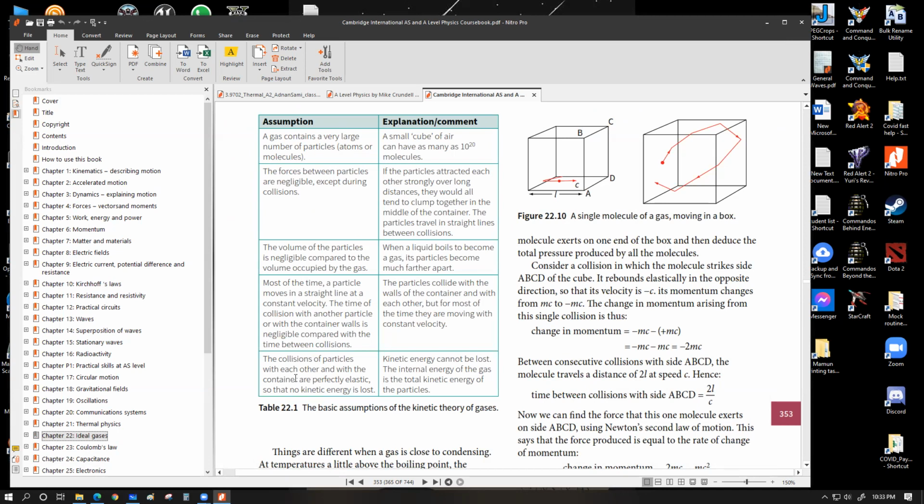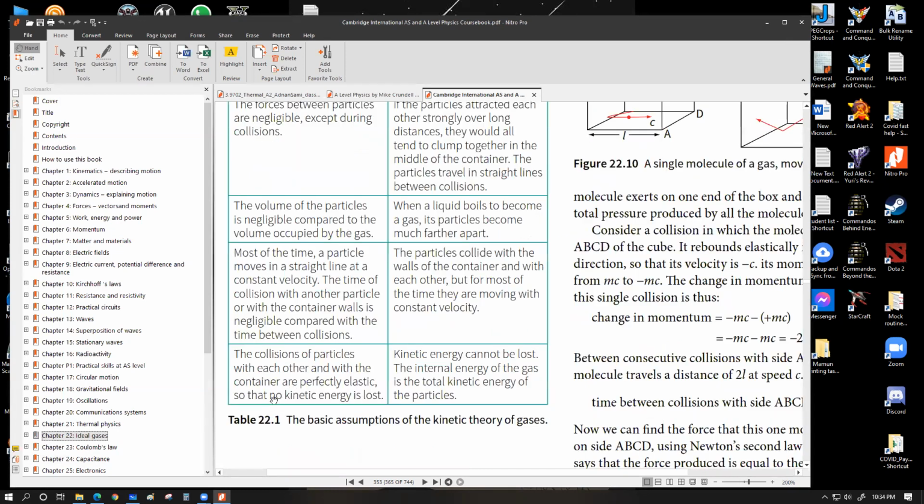The last assumption: the collisions of particles with each other and with the container wall are perfectly elastic, so no kinetic energy is lost. Kinetic energy cannot be lost. The internal energy of the gas is the total kinetic energy of the particles.